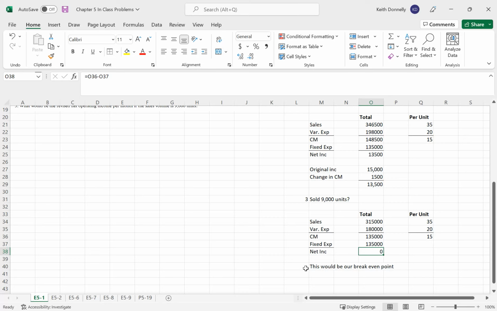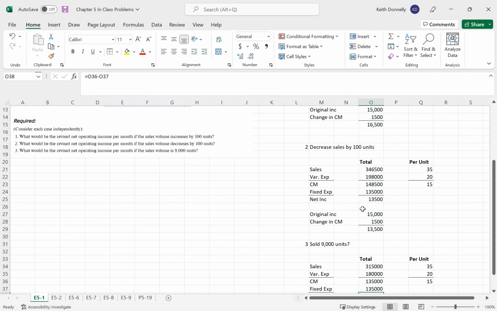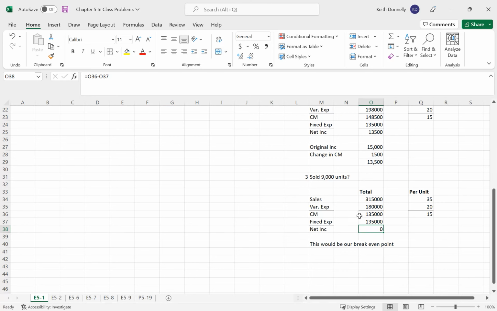So this is just an example illustrating what we've seen in the PowerPoint. Increase sales, increase the contribution margin, increase net income. Decrease sales, decrease the contribution margin, decrease net income. And then you have that middle point where you're going to break even, where there's no gain or loss.